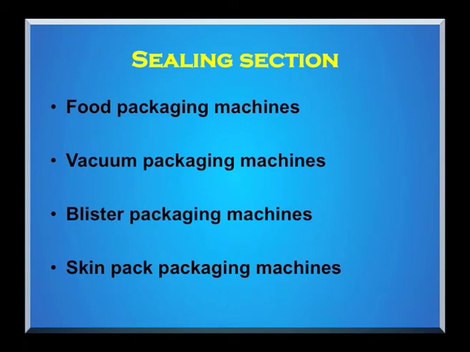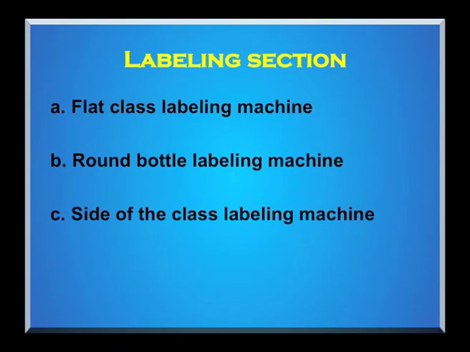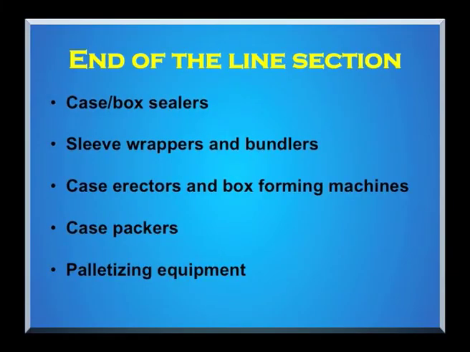Come to third one, that is labeling section. Now, what is labeling? It is a written, electronic or graphic communication on the packaging, and the types of labeling machines that are used are flat glass labeling machine, round bottle labeling machine, side of the glass labeling machine. And now move to the last section, that is end of the line section. It is the final packaging done on individual package and made products ready for the shipment. The types of machine that are preferred are case or box sealers, sleeve wrappers and bundlers, case erectors and box forming machines, case packers, palletizing equipment.